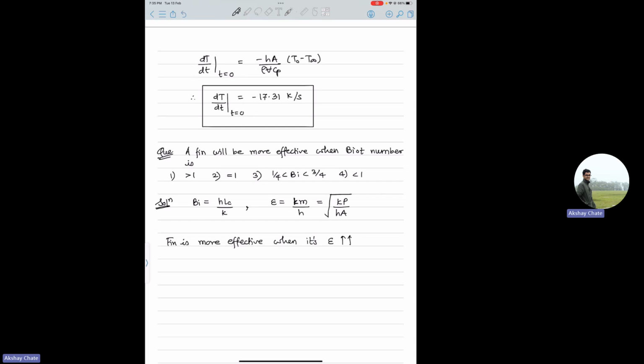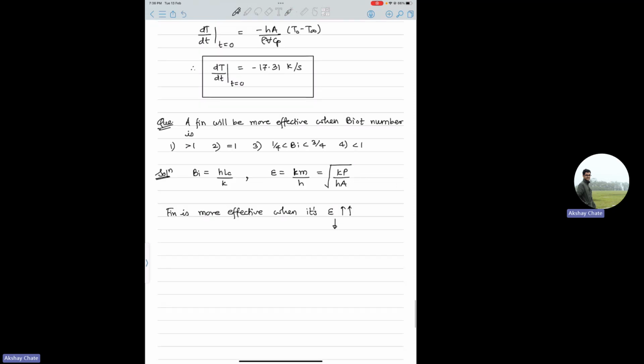So now, once the fin is designed, you cannot change its P and A, right? So this P by A is the material or construction property. Once the fin is finished, you cannot change P or A because that is a fixed quantity. So to have high effectiveness of the fin, this k by h ratio should be high, correct? From this effectiveness expression.